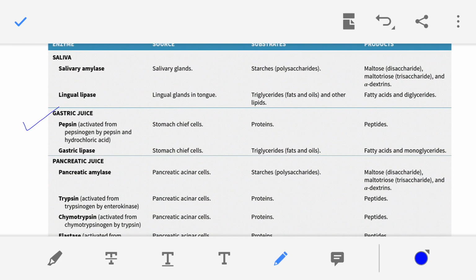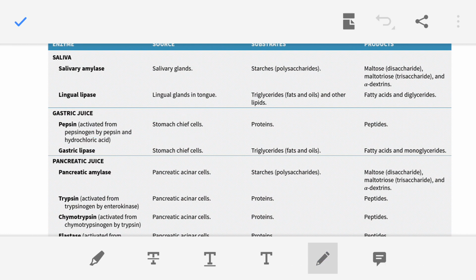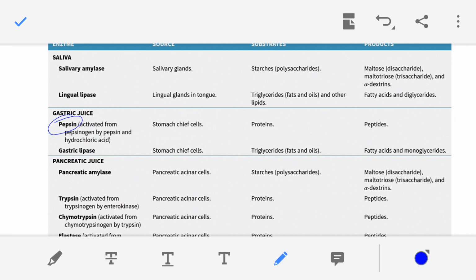Then gastric juice, stomach. We know that from the stomach chief cell, the pepsinogen, which is in inactive form, is activated by HCl. Then it is converted into active pepsin, and this active pepsin converts the remaining pepsinogen into active form, that is pepsin. Now what is this pepsin doing? Pepsin digests protein, and proteins are converted into peptides.